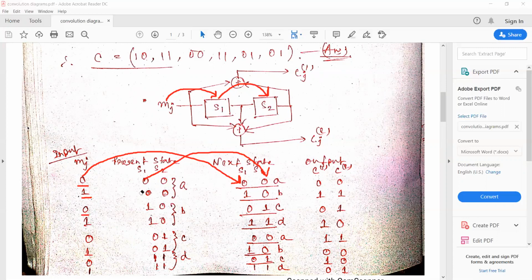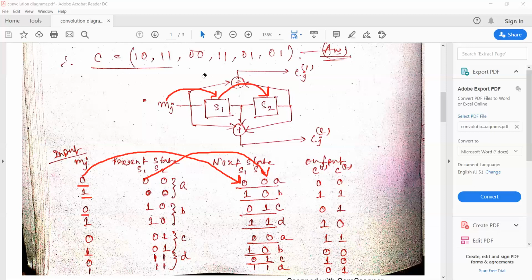Then I'm defining each present state by this denotation, like A, B, C and D. So this is a state of S1 S2, and this is also a state of S1 S2. When this present state 0 0 becomes the next state, and this is also the same 0 0, that means if I consider present state 0 0 as A, the next state is also A, when the message is 0 and the output is 0 0.